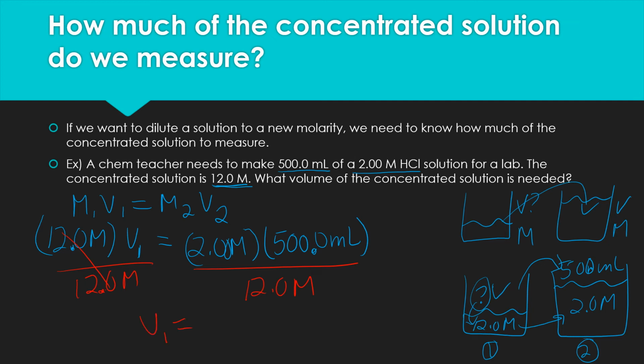And then I can do my math. So I've got 2 times 500 divided by 12. And we get 83.3 milliliters because my molarities cancel. So I'm going to have to take 83.3 milliliters of my 12 molar solution, measure that out, put it into a 500 milliliter container, and then dilute it to the line. And I will have made a 2 molar solution. So this is the kind of calculation I do constantly to be able to make solutions for your labs and for all of our labs that we do in chemistry.